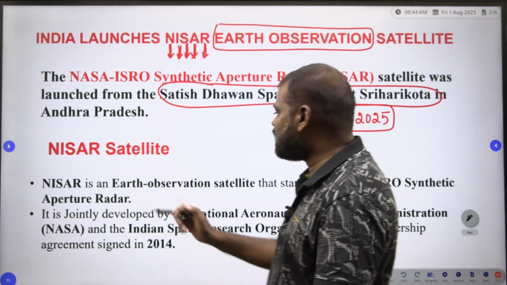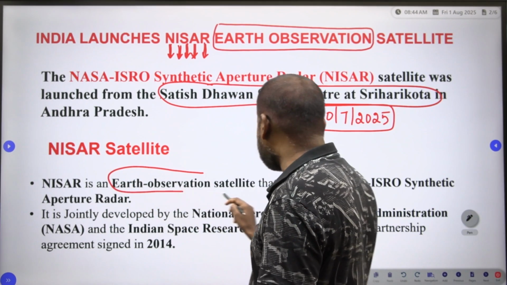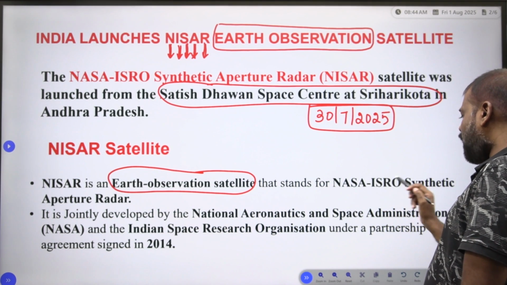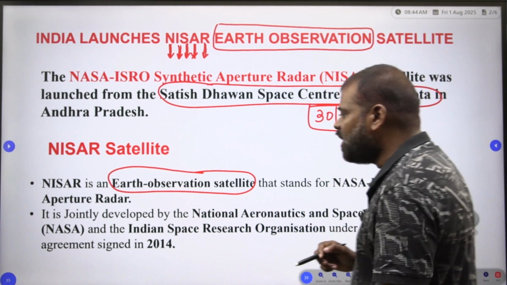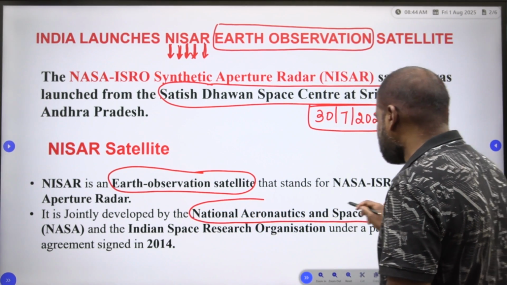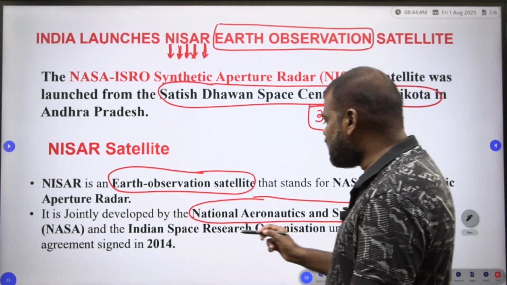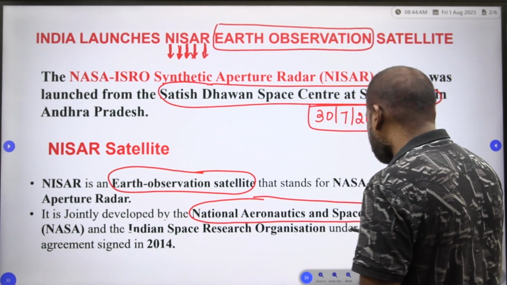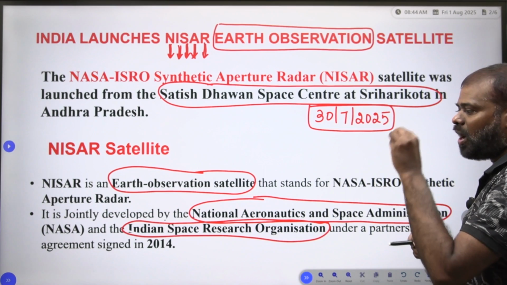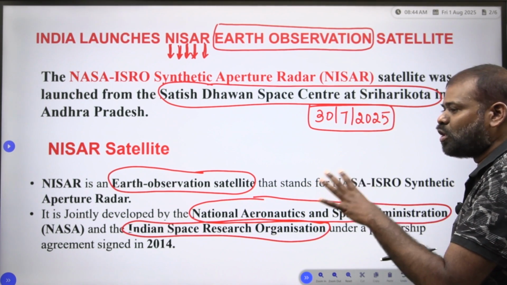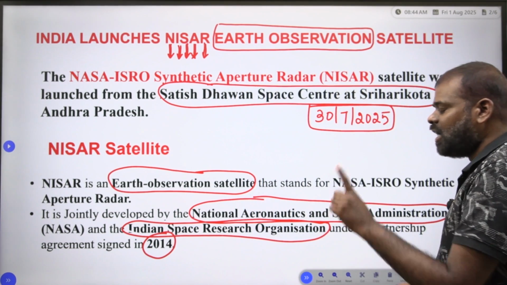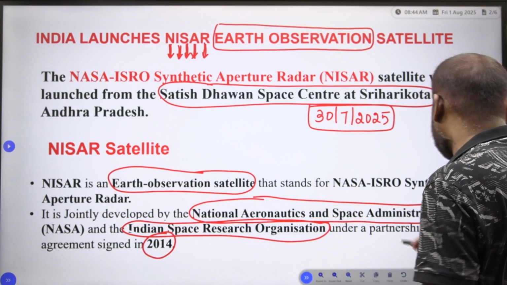So, what is the NISAR satellite? NISAR is an Earth Observation Satellite. It stands for NASA ISRO Synthetic Aperture Radar. It is jointly developed by the National Aeronautics and Space Administration, that is NASA, and the Indian Space Research Organization, ISRO India, under a partnership agreement signed in 2014. This memorandum of agreement was done in 2014. Now they are executing. Clear?